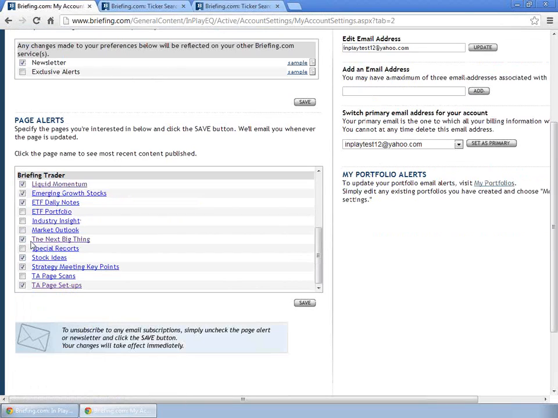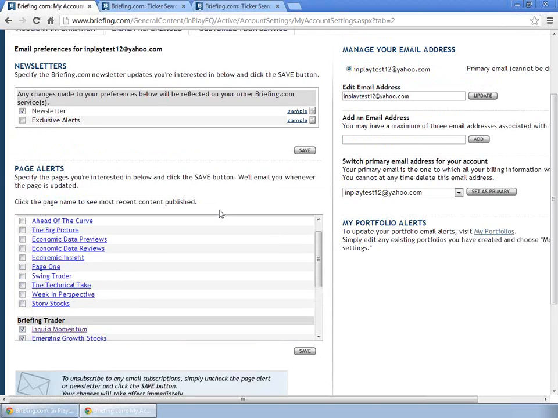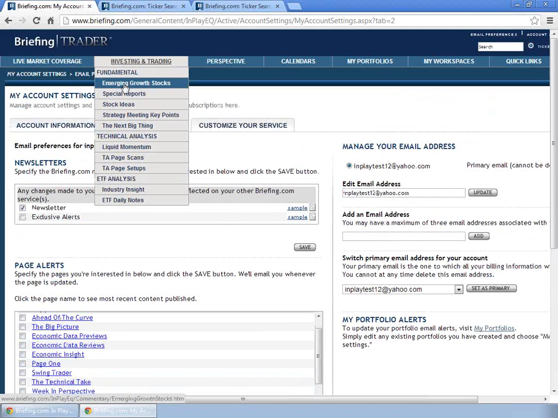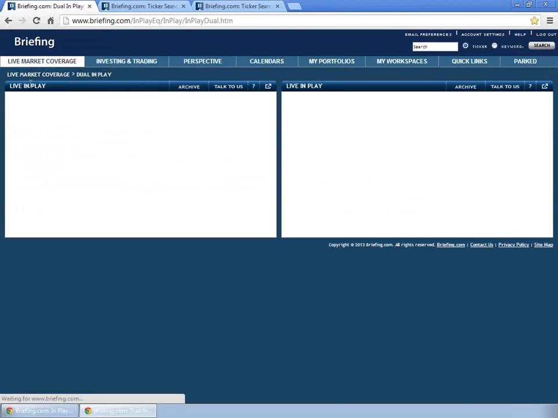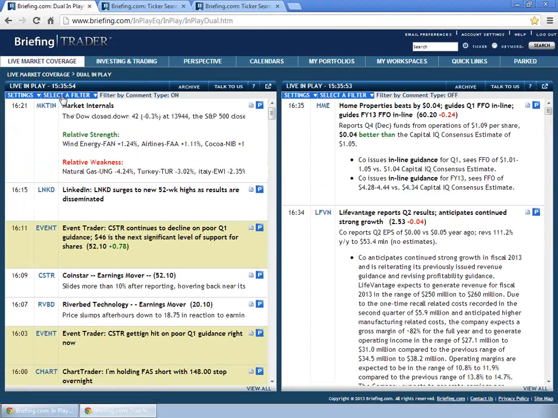The next big thing is the IPO report. It could be updated anywhere from once to 3 or 4 times per week. Strategy meeting key points is essentially our best ideas list, and that's updated once to twice per month. And we just looked at the TA page setups. All right, so I'm going to go back to the in-play page, the dual in-play. And we'll keep an eye here, and we'll answer some questions here.